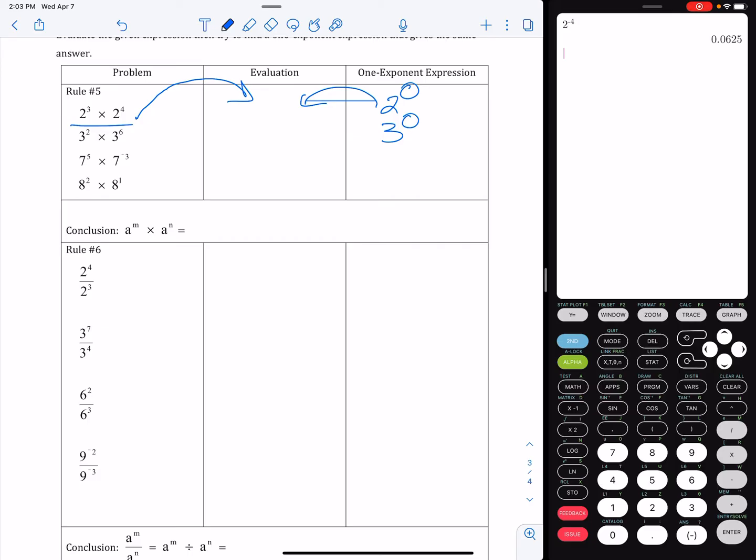Then I want you to write a generic statement. What happens if I have a base with an exponent and the same base with another exponent? What could I do to simplify that statement?